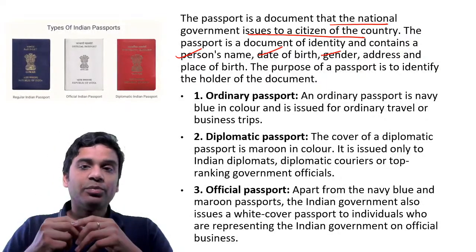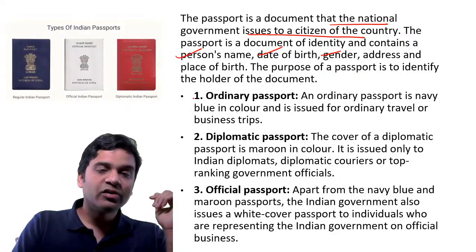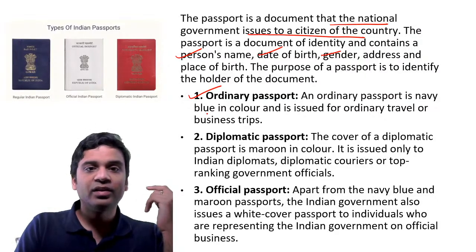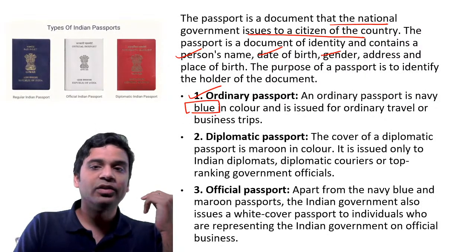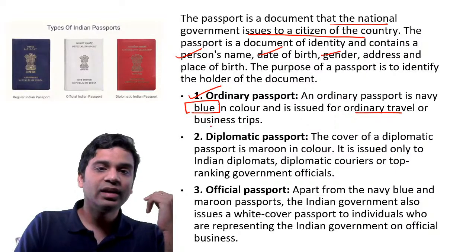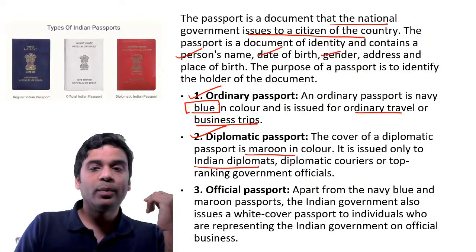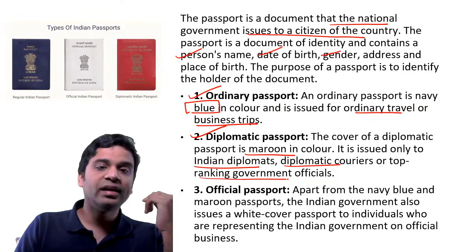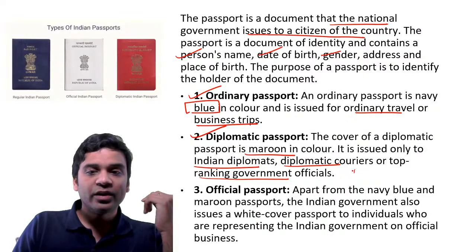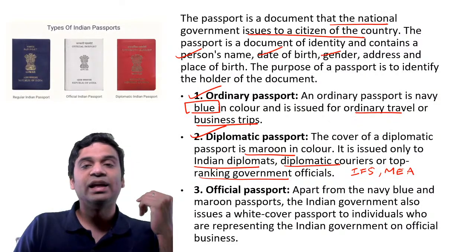And there are three types of passports. One is the ordinary passport, which all of us have, which you and me have, the navy blue color one, which is for ordinary travel and business travel. And the diplomatic passport. Okay, this is maroon in color. It's issued only for Indian diplomats, diplomatic couriers, or top ranking government officials. Basically, your IFS and Ministry of External Affairs officials at top ranks, they'll be getting this.